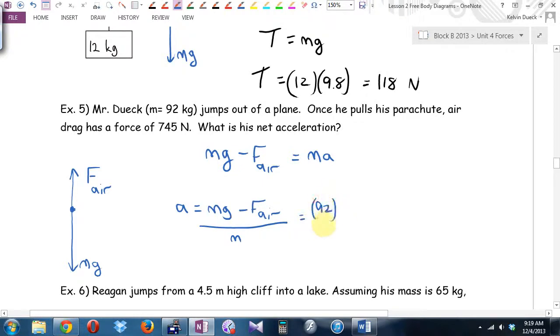92, 9.8 minus 745 all over 92. What is my net acceleration at this moment in time?